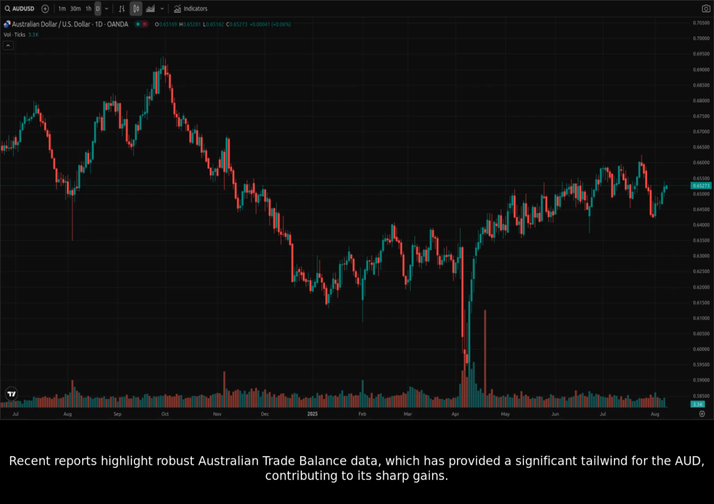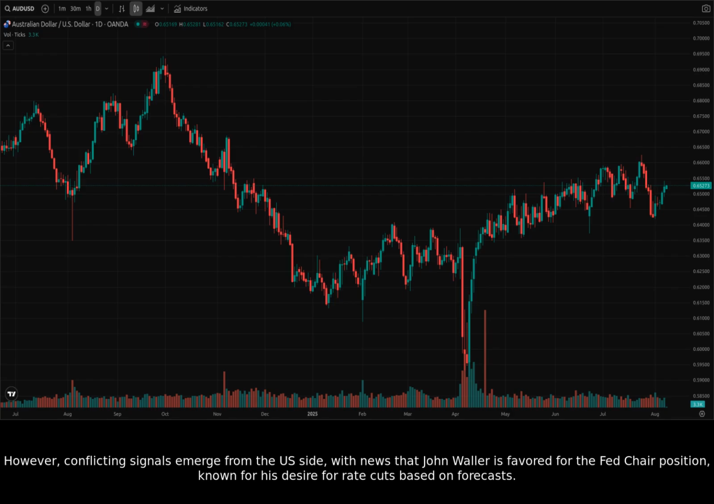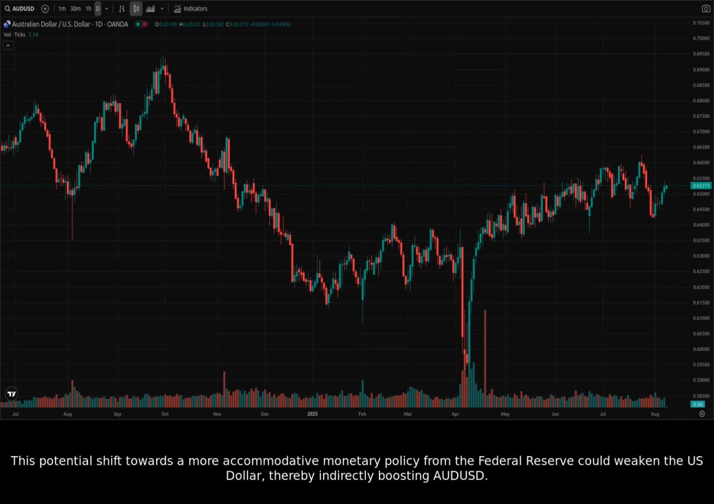Recent reports highlight robust Australian trade balance data, which has provided a significant tailwind for the AUD, contributing to its sharp gains. However, conflicting signals emerge from the U.S. side, with news that John Waller is favored for the Fed chair position, known for his desire for rate cuts based on forecasts. This potential shift towards a more accommodative monetary policy from the Federal Reserve could weaken the U.S. dollar, thereby indirectly boosting AUDUSD.